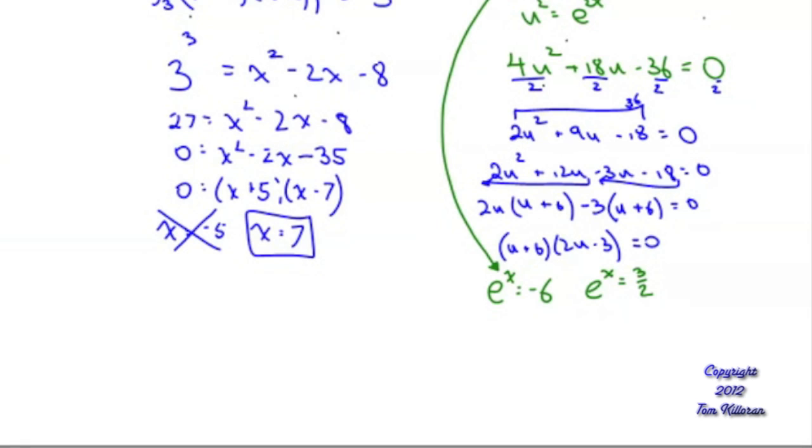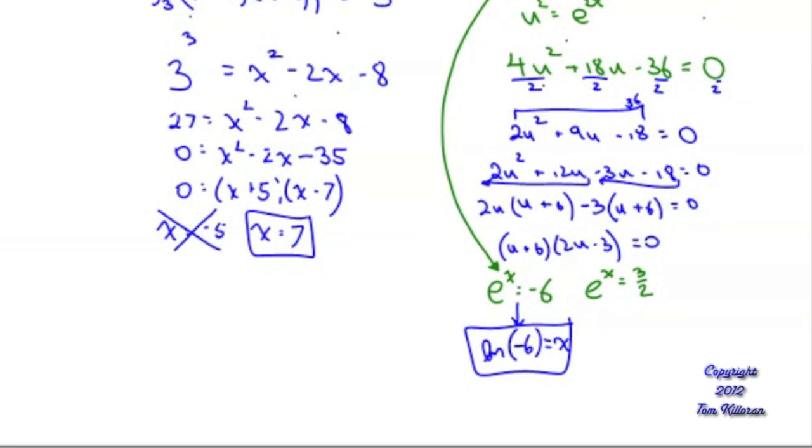Another way of solving this, though, is to change it into a logarithm. How do you change it into a logarithm? What's the base? It's going to be ln because the base is e. So you get ln of negative 6 is equal to x. There's a problem with that one right there.